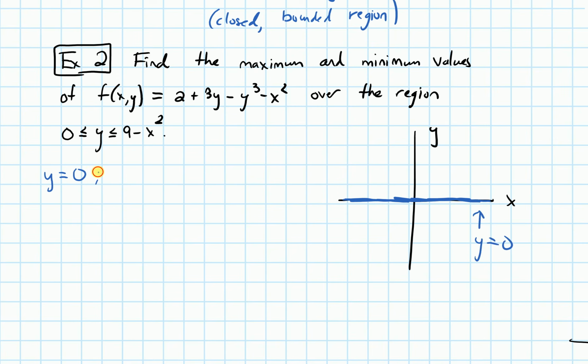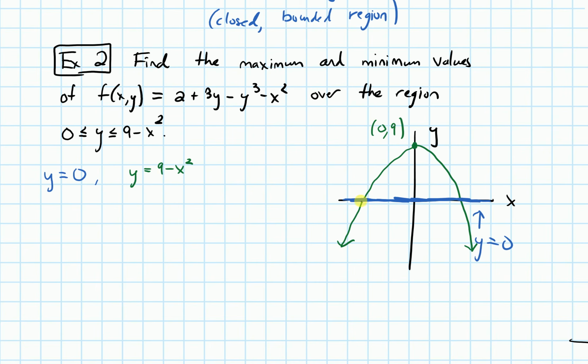And the largest y is allowed to be equal to, let me put this in a different color, y could also be equal to 9 minus x squared. And that's a downward facing parabola. So 9 minus x squared would look something like this. A downward facing parabola that has vertex at the point 0, 9.